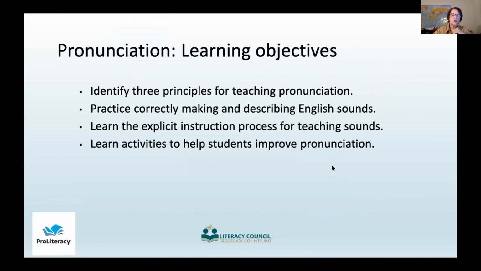After looking at the principles for teaching pronunciation, we'll look at how to practice making and describing English sounds, sometimes not as easy as it sounds. And we'll look at an instruction process for teaching sounds. Then we'll suggest activities you can do with your student to improve their pronunciation.